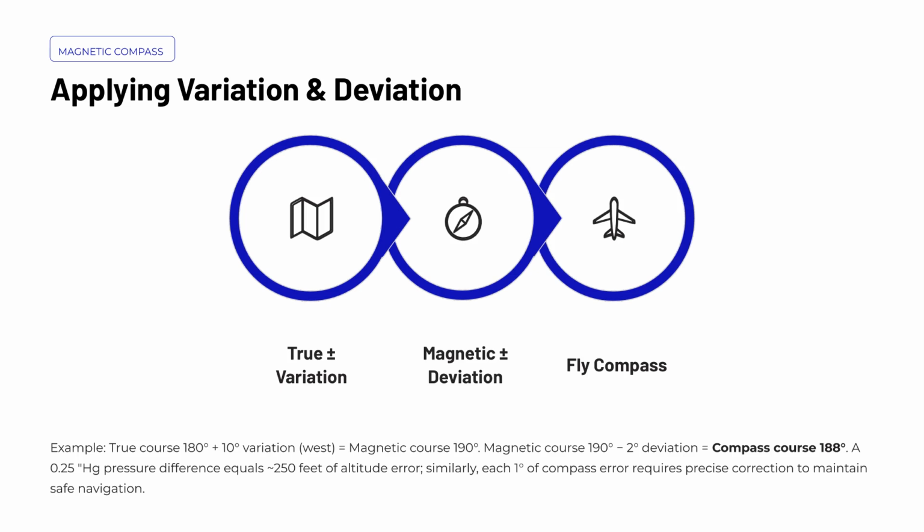A helpful memory aid is the phrase, fly compass, magnetic plus or minus deviation, true plus or minus variation, working from the bottom up when converting, or top down when planning. Just as a small pressure difference of a quarter inch of mercury can produce 250 feet of altitude error, even a single degree of uncorrected compass error accumulates over distance. Precise correction at every step is essential to maintaining safe and accurate navigation.